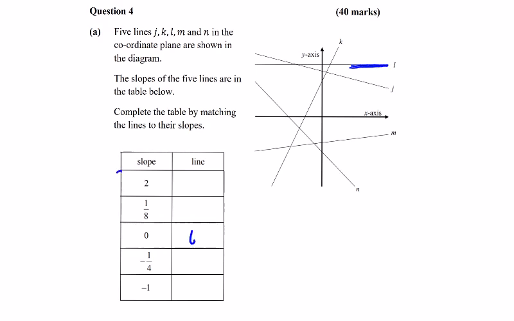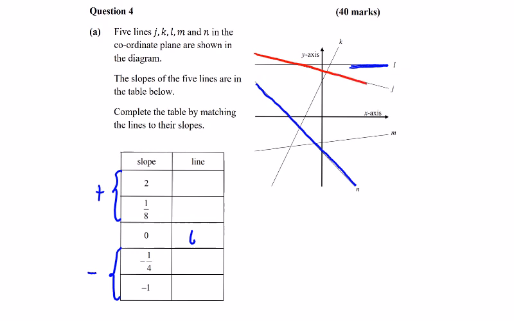Then we have 2 positive slopes here. Maybe jot that down. And we have 2 negative slopes. The negative and the positive, big differences between the slopes. So let's look at the negative slopes first. What line is this? N is negative. And J is negative.